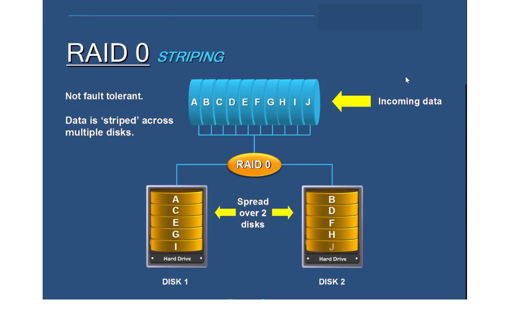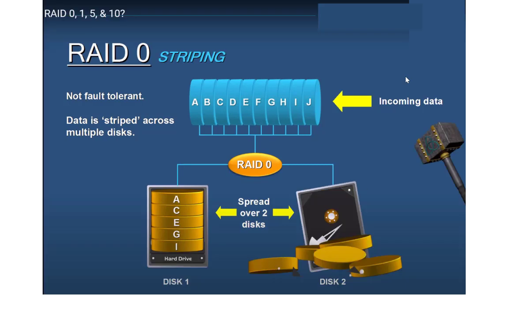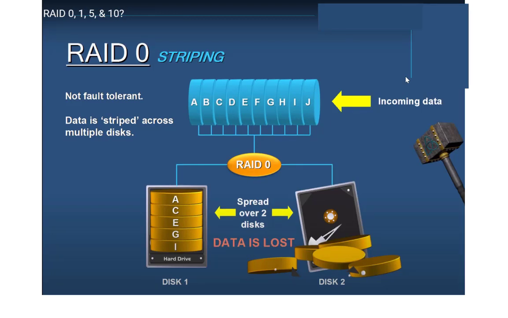Incoming data is striped, or you can say we divide it into chunks and write it on different disks. But RAID 0 is not a fault tolerant system, because if one disk goes down, we will not be able to recover any data from the other disk. So this is not used for data recovery or fault tolerance. If one disk is down, all our data is lost.